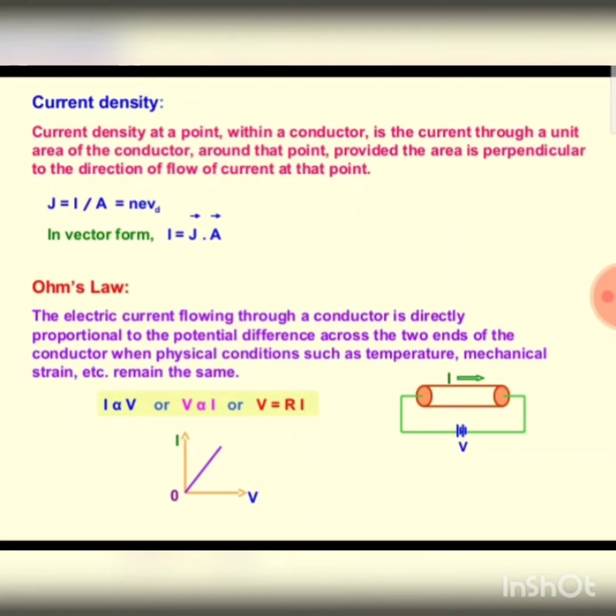Our next topic is called Ohm's law. Ohm's law, which we have studied already in our 10th standard: the electric current flowing through a conductor is directly proportional to the potential difference across the two ends of the conductor when physical conditions such as temperature, mechanical strain, etc. remain the same. Therefore, I is directly proportional to V, or V is directly proportional to I.